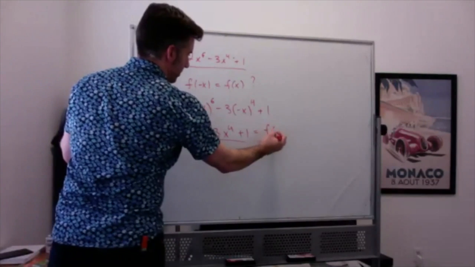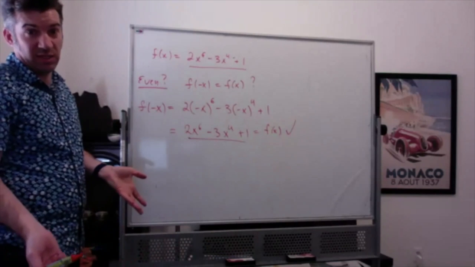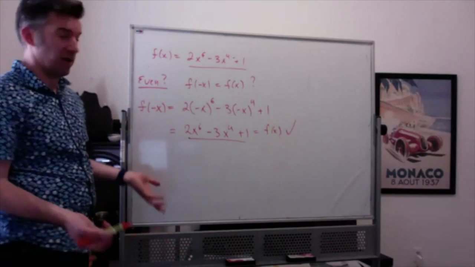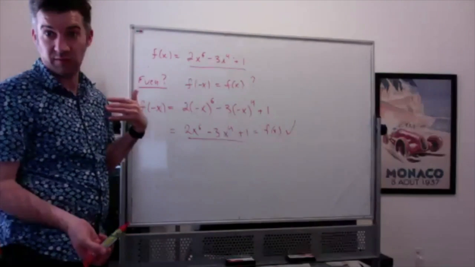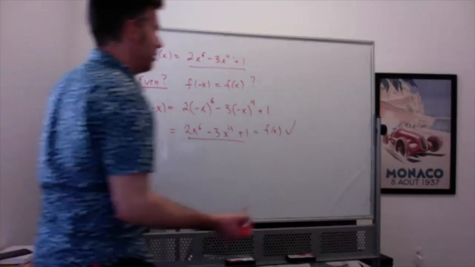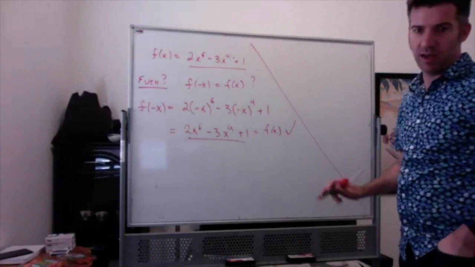So I say, oh, that's equal to f of x, which means it's even. That's how we check if something's even. You plug in negative x for x and you ask yourself, do I get the same thing that I started with? Or the same thing as the original function? Do I have enough room here? Probably not, actually. Let's check to see if this next function is even or odd or neither.